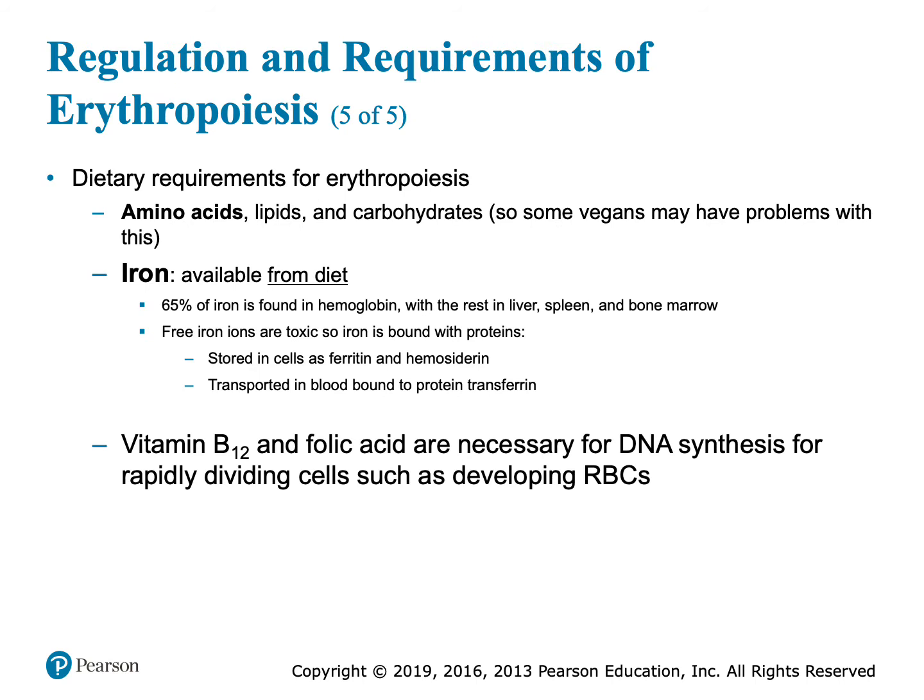So what do we need to make those beautiful little red blood cells? You need lots of amino acids, right? Because hemoglobin is mostly protein. But you also need lipids. You also need carbs. You need iron, because the iron is what's going to carry the oxygen. You need vitamin B12, folic acid. So you need all these things to make red blood cells.